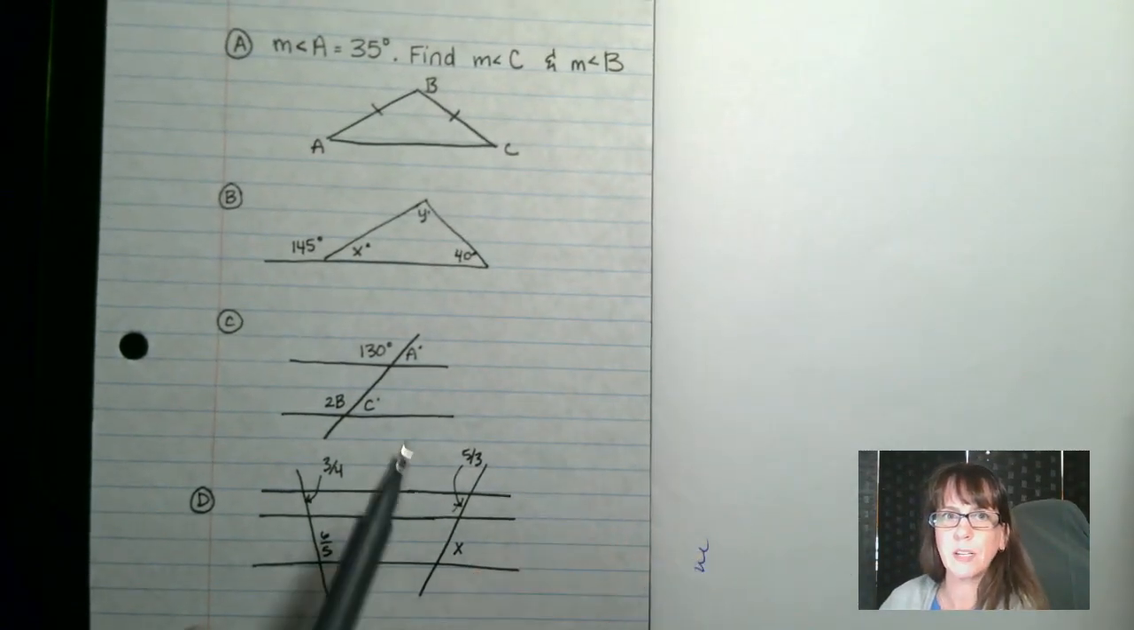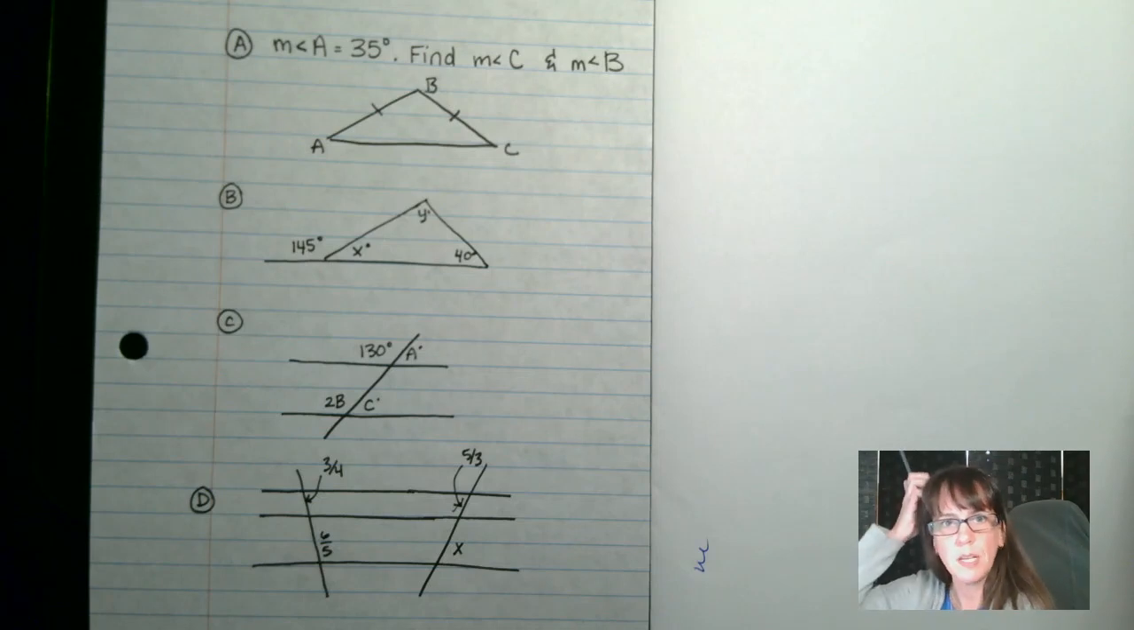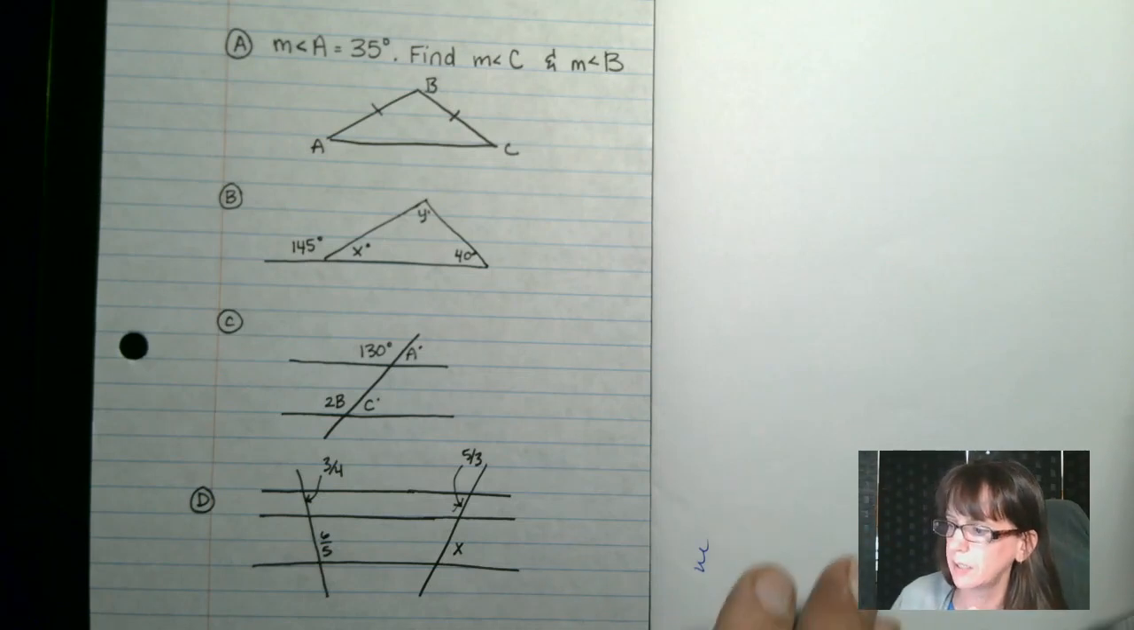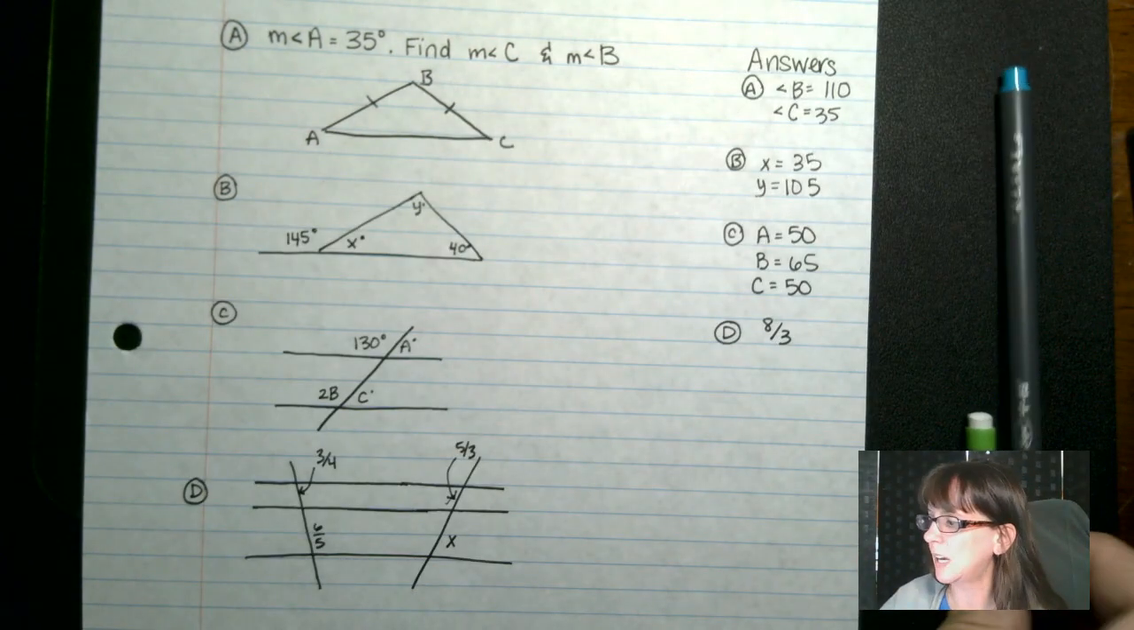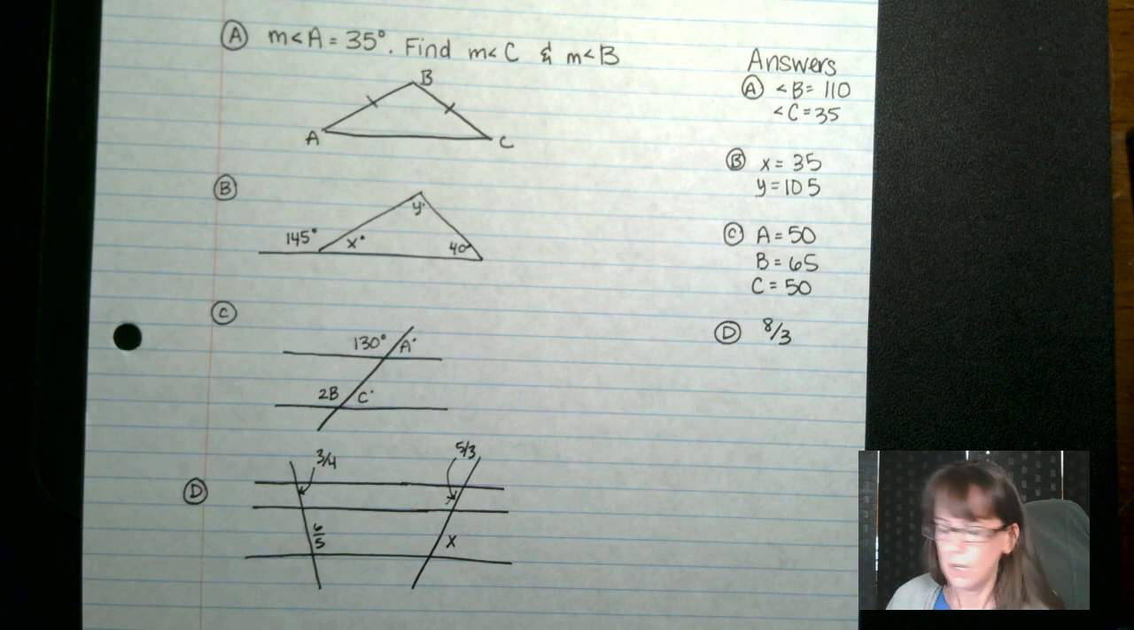We've got the measure of angle A is 35. Find the measure of angle C and B. You've got these guys. So pause the video, do the practice problems, come on back, and then we'll do them together. All right, those are the answers. If you did not get that, stick around and we will do these together.